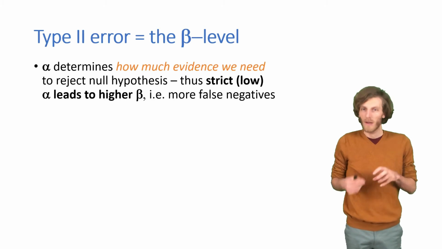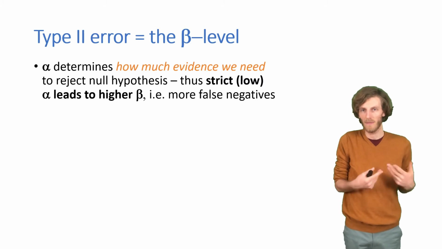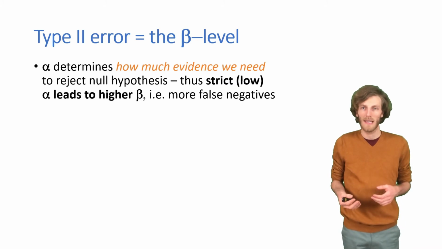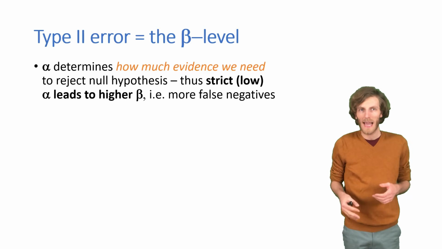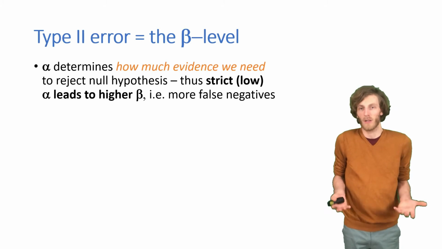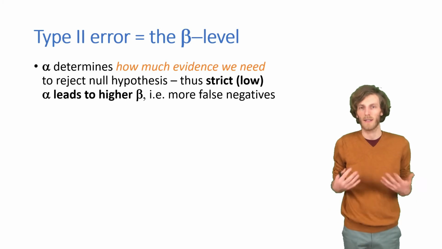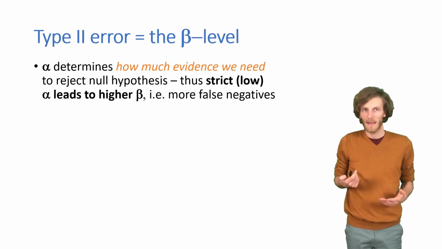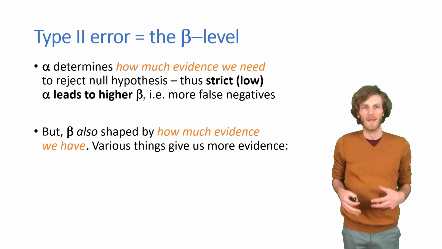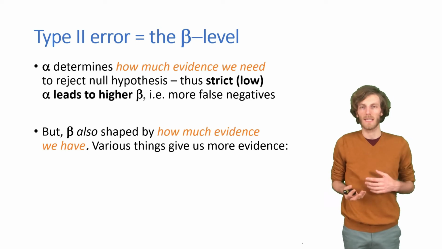So the alpha level determines how many false positives we make, how many errors we make on that side, but it also determines how much evidence we need to accept a research hypothesis. And if we need a huge amount of evidence, if we have a very strict alpha criterion, then we will have a lot more false negatives. We will often say we don't have enough evidence to reject the null hypothesis when we in fact should reject it. But then, the type 2 error rate is also determined by how much evidence we actually have. So it's a balance between how much evidence we need and how much evidence we have.